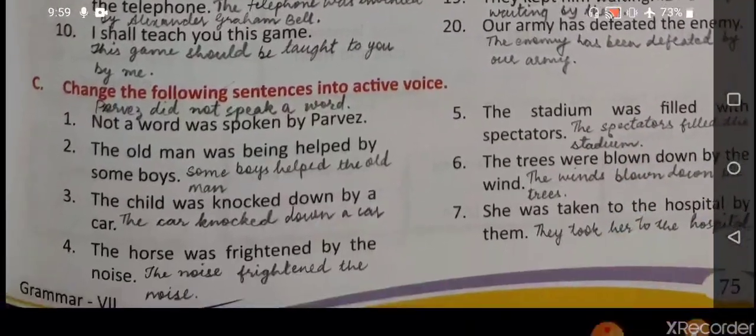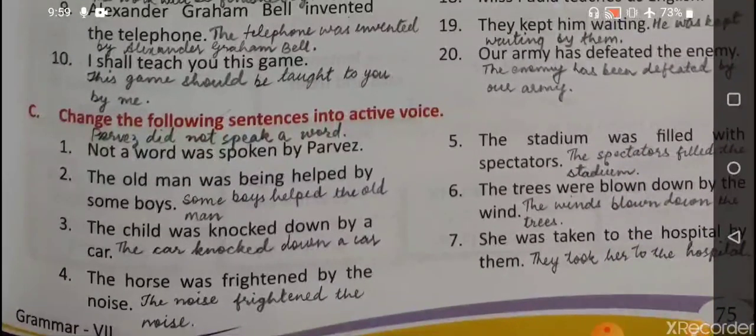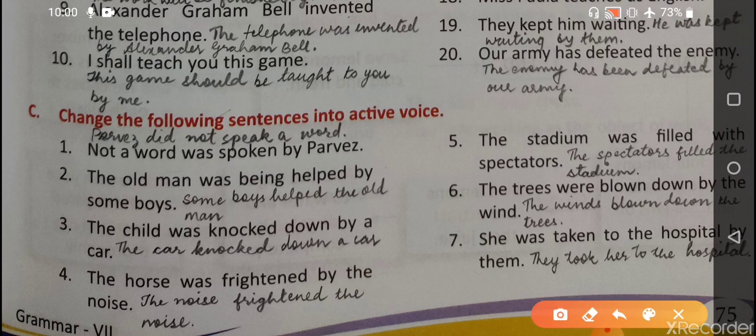Next is change the following sentences into active voice. Now we have to change the sentence into active voice. So not a word was spoken by Parvez. So Parvez did not speak a word. The old man was being helped by some boys. Some boys helped the old man. The child was knocked down by a car. The car knocked down a child.